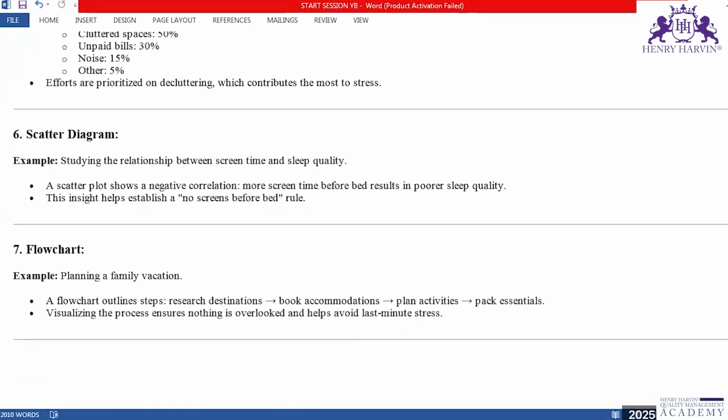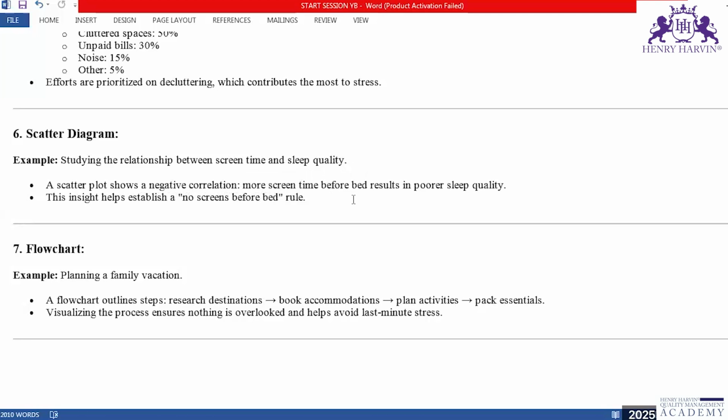Now, scatter is a relationship between two variables. So let's say you spend time on screen, and does it impact my sleep quality? If I want to know the relationship between sleep and screen time, I can use scatter, because one of them is the problem, another one is the cause, and I am looking for whether that cause has some relationship with the problem. So the scatter plot shows a negative correlation.